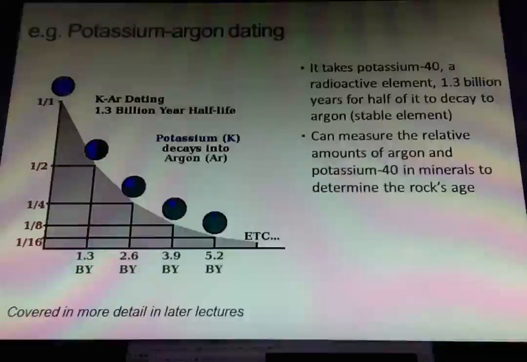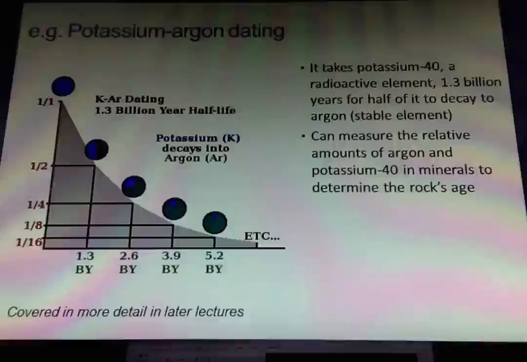So every 1.3 billion years, the amount of potassium-40 halves. So this rock was created a number of years ago, and 1.3 billion years later, half of it has decayed. So within this rock, 50% is potassium, 50% of it is argon. The concentrations of both of them are exactly the same, which tells us that it's 1.3 billion years old.